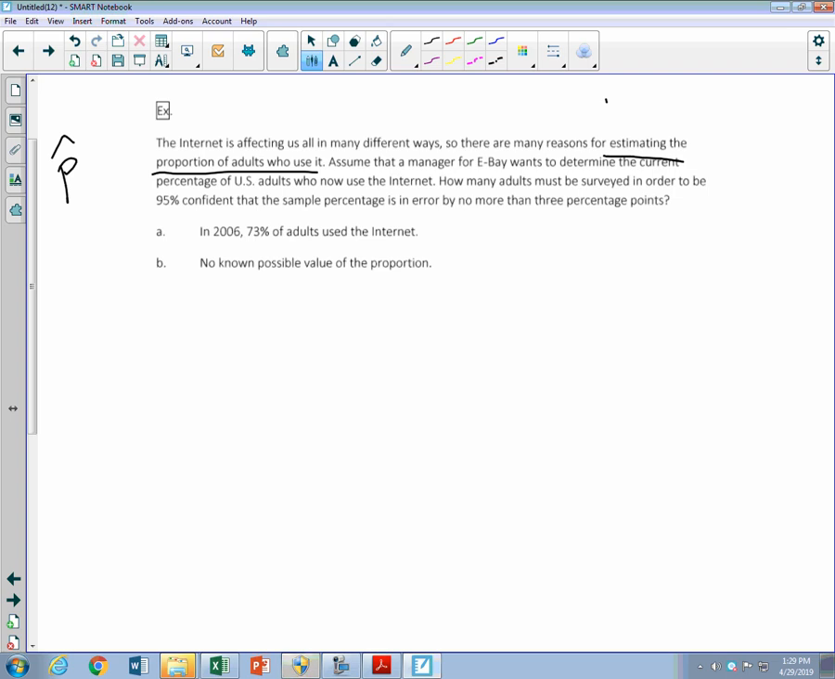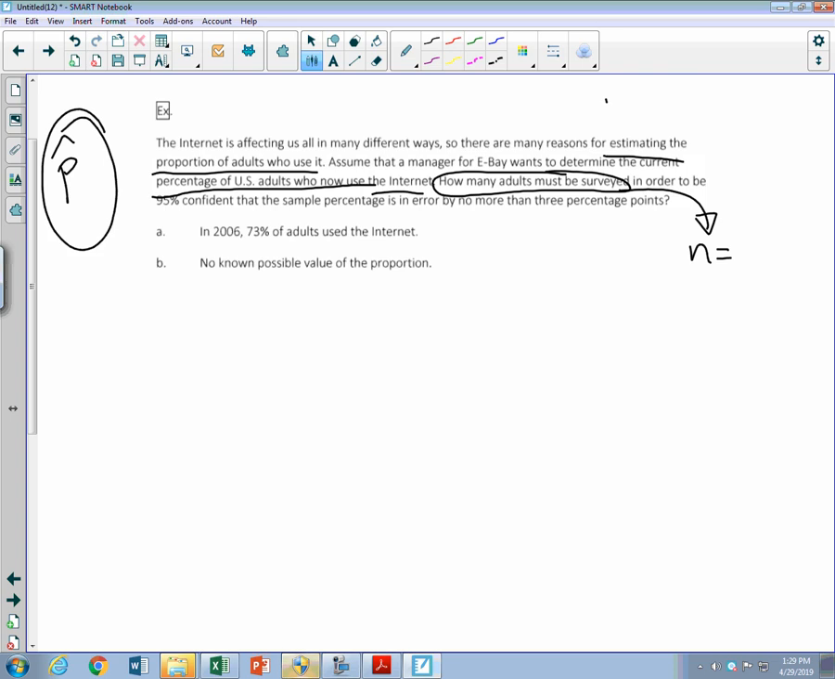So assume that a manager for eBay wants to determine the current percentage of U.S. adults who now use the internet. The question is, how many adults must be surveyed? So here is our question. We are trying to find N, and it's involving sample proportions, right? And then we have more information that we're going to need: we've got a 95% confidence that the sample percentage is in error by no more than 3 percentage points.